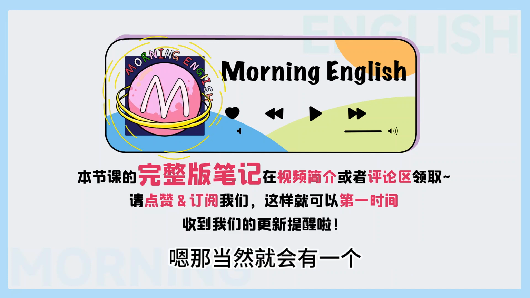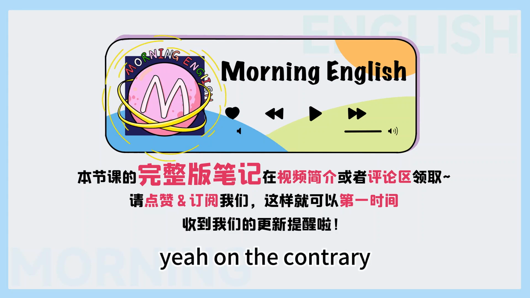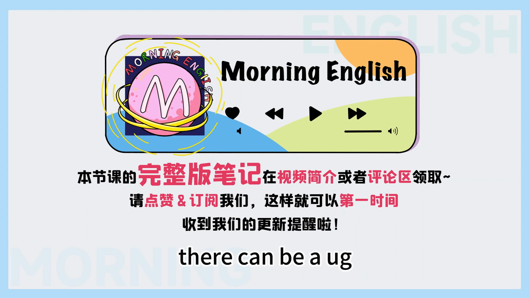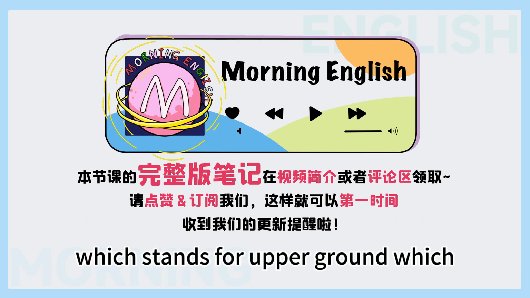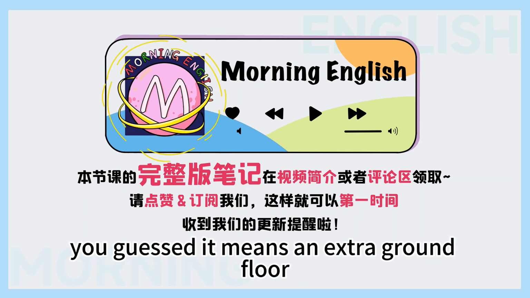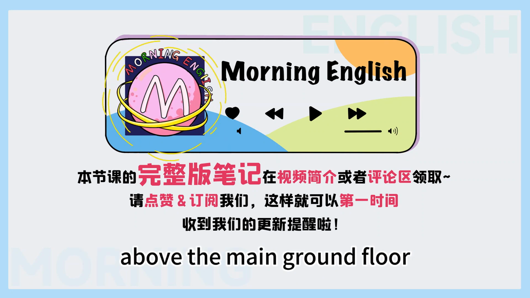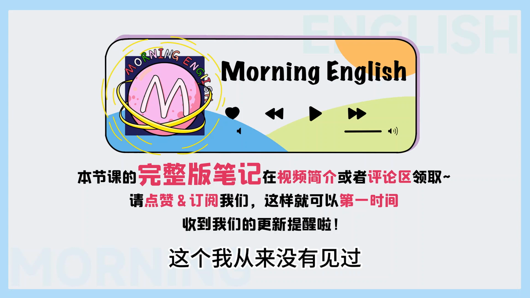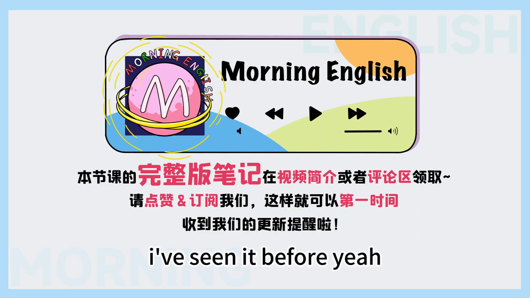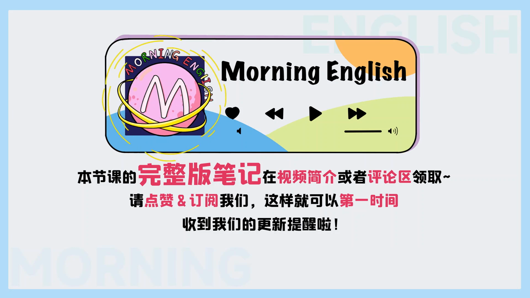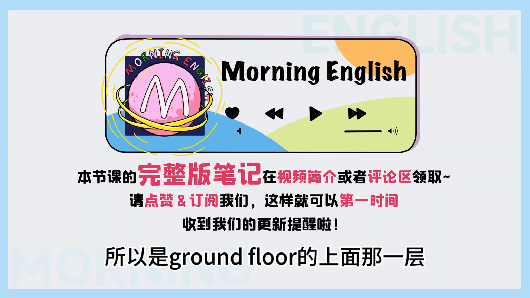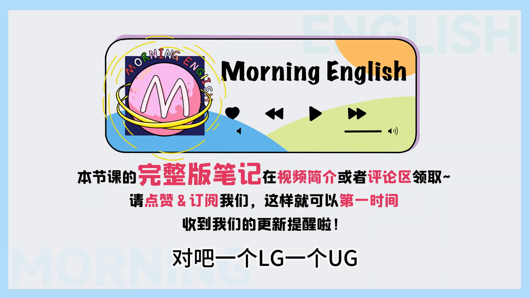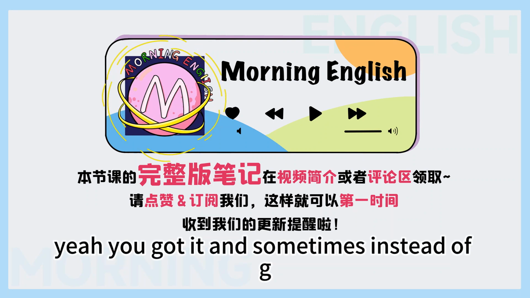On the contrary, there can be a UG, which stands for upper ground, which, you guessed it, means an extra ground floor above the main ground floor. 这个我从来没有见过 UG，你见过吗？ I've seen it before, yeah. 所以 UG 就是 upper ground，所以是 ground floor 的上面那一层，对吧？ Exactly. 一个 LG，一个 UG。 Yep, you got it.